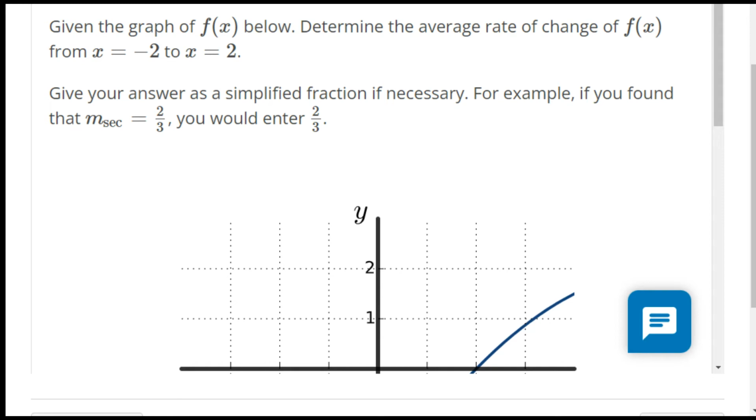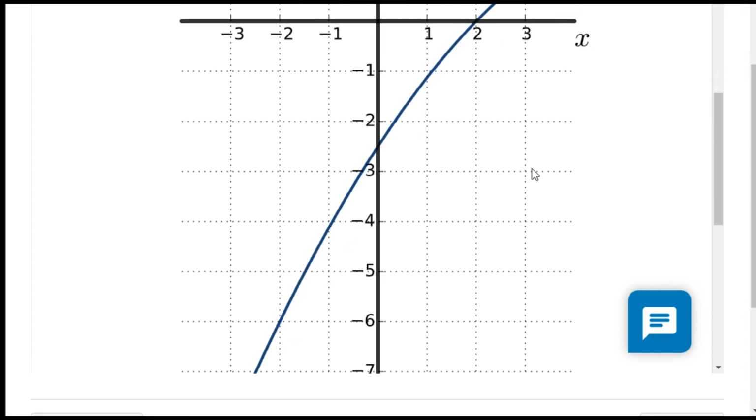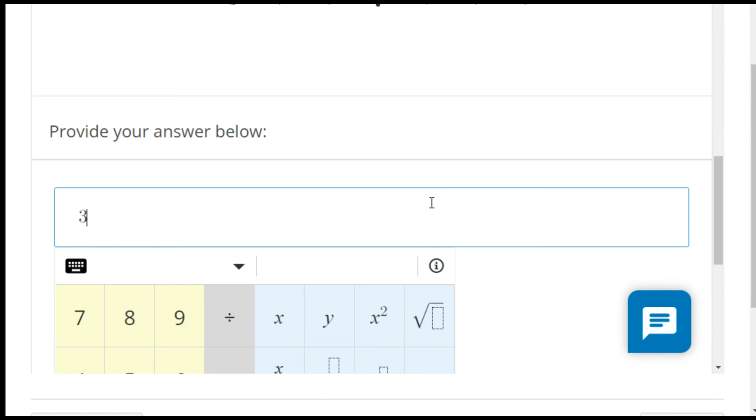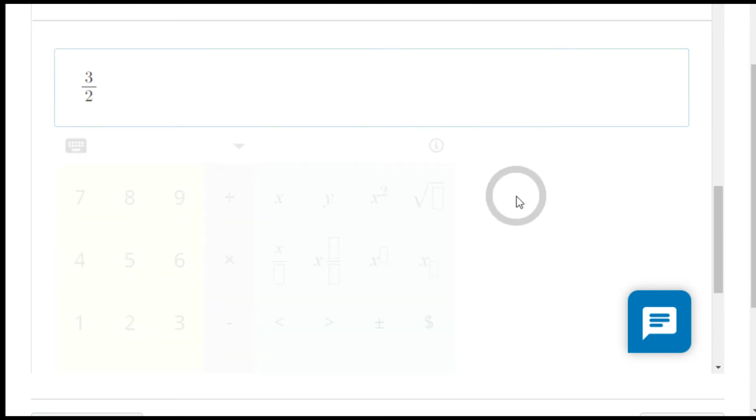Same convenient interval. Run is 4. And let's see here. We'd be rising from -6 up to 0. So the run is 4, and we're going from -6 up to 0. So we rose 6 units. Slope is just rise over run. The answer is 6 over 4, better known as 3 over 2.